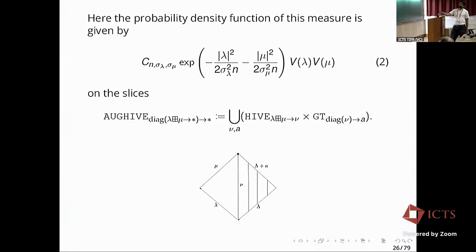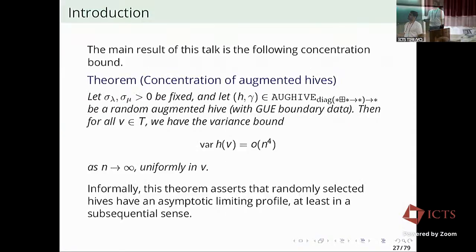When you fix lambda and mu, this is actually a union over slices. Each slice is an augmented hive of the kind we described, but we are allowing a and mu to vary in this augmented hive. And actually, we are now allowing lambda and mu also to vary according to GUE eigenvalues, but that is essentially constant, with some mild fluctuations. So our main result in this talk is the following concentration bound.